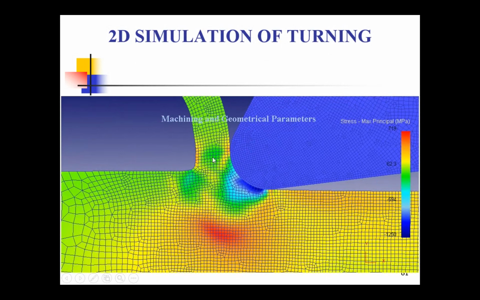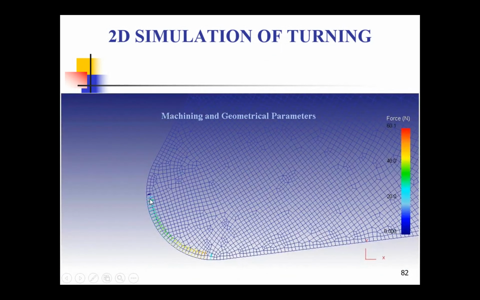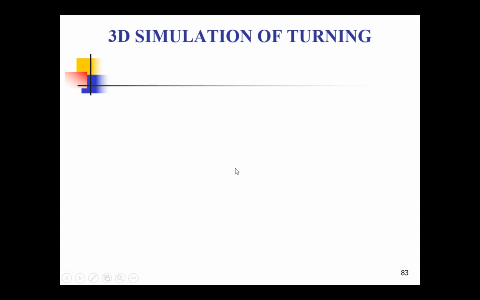So this is the maximum principal stresses. The maximum principal stresses are on the primary deformation zone. And this is how the cutting forces look. This is the cutting force. It is exactly at the point of contact of cutting tool with the workpiece. Here you can see the cutting forces are acting.